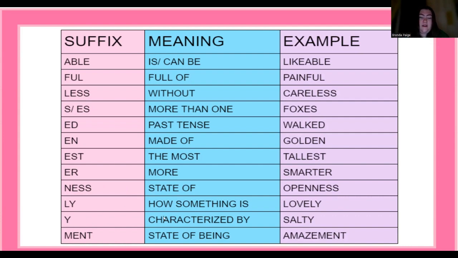And this Y, characterized by. So, like, the food is characterized by being salty or chocolatey. Ment, another state of being. Amazement, encouragement. What's another one? Can anyone else think of one? I feel like I'm the only one thinking of stuff right now. Shipment, thank you.